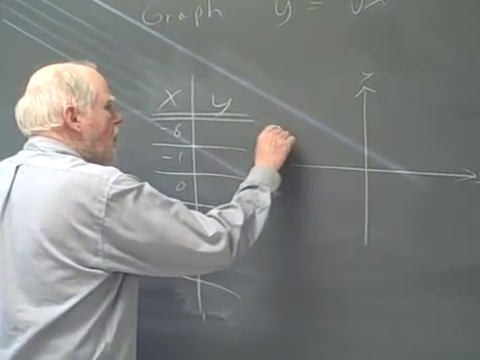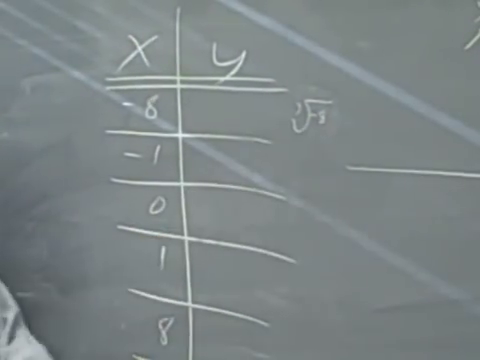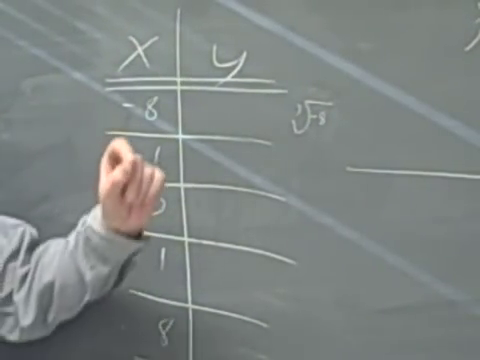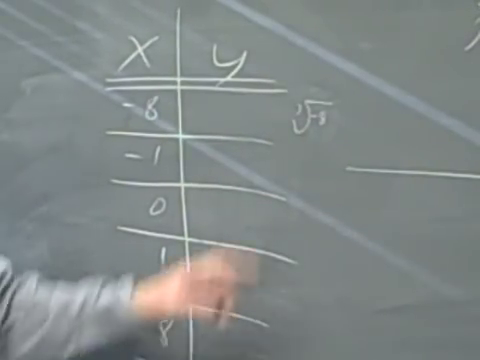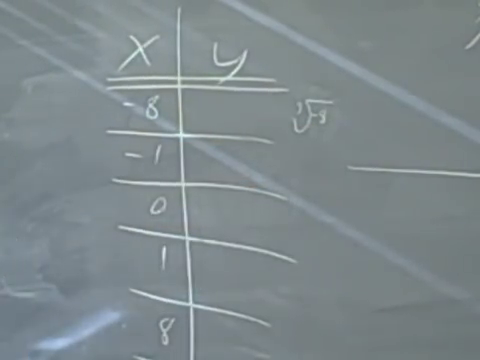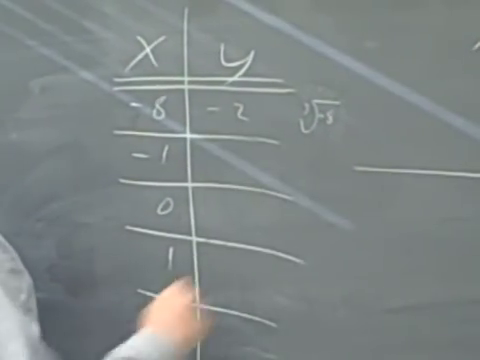I'm going to take the cube root of negative 8. And what this means is I'm looking for a number such that when I multiply it times itself 3 times, I'll get negative 8. And of course, that would be negative 2. Negative 2 times negative 2 times negative 2 will give me negative 8. So I put a negative 2 there.